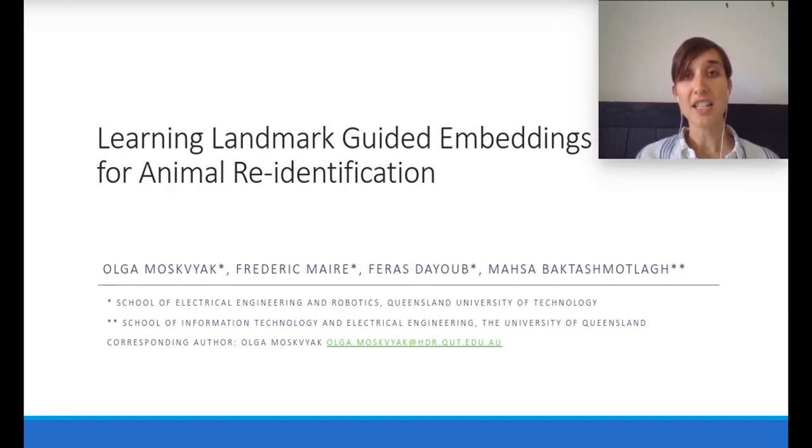My main interest is identification of marine animals such as manta rays, humpback whales, dolphins that have unique markings on their bodies. These animals are vulnerable and of huge interest for marine biologists in Australia.